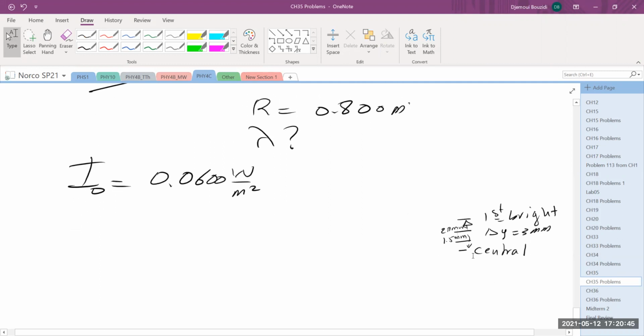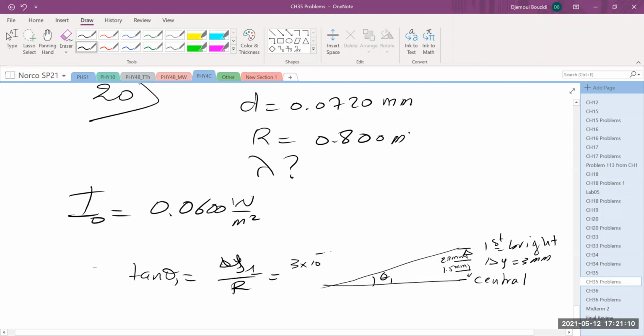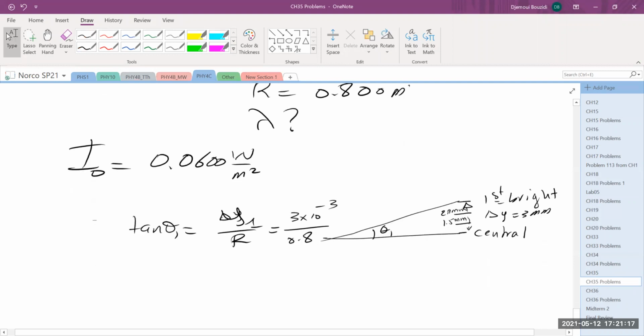Okay? So we know that for the first bright fringe, we have its y, we have its r. This distance is 80 centimeters, and this y is 3 millimeters. So we know what theta 1 is. Tangent of theta 1 is equal to this delta y, if you wish, which is y1 divided by r, and y1 is given. y1 is 3 millimeter divided by r, and r is given to be 0.8. From here, we can find what theta 1 is. So assume that we can do the algebra in here.